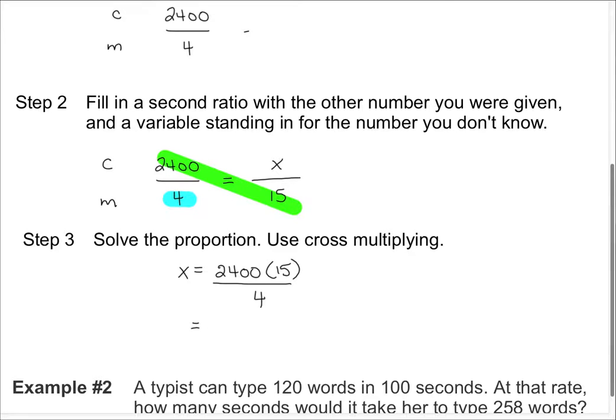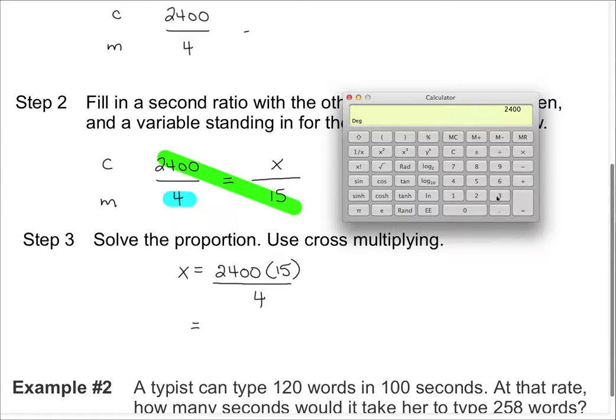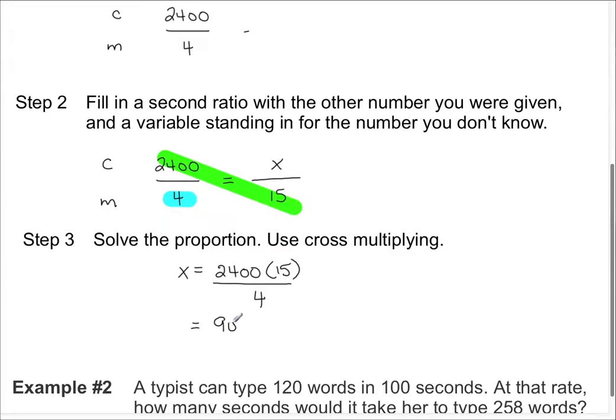So let's pull up my calculator and go 2,400 times 15, and then divide that by 4. So that says 9,000. And since this is a word problem, we should finish it with a therefore statement. Therefore, you can make 9,000 crayons in 15 minutes.